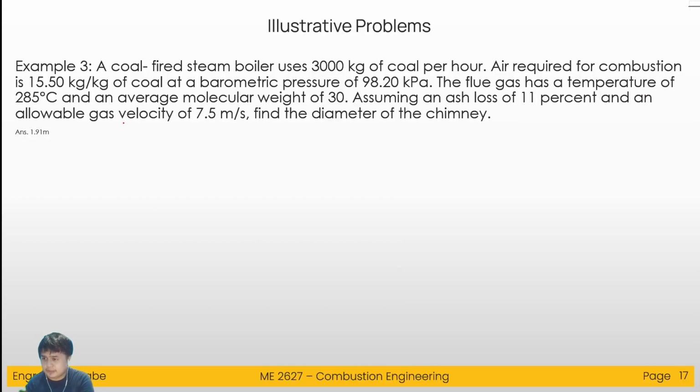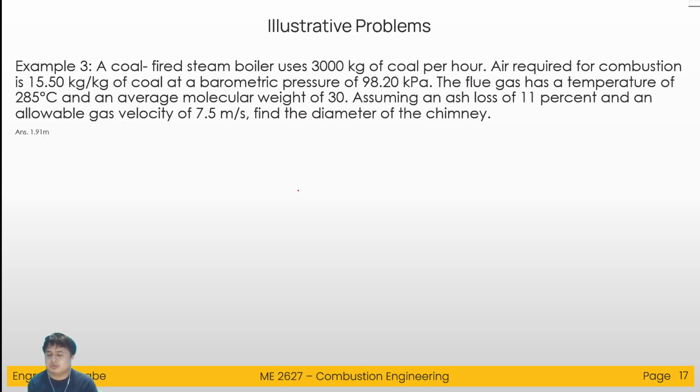Okay, so for example 3, we have a given coal-fired steam boiler which uses 3,000 kilograms of coal per hour. The air required for combustion is 15.5, so that is the air-fuel ratio, with a barometric pressure of 98.20. The flue gas has a temperature of 285 degrees Celsius with a molecular weight of 30, assuming an ash loss of 11% and allowable gas velocity of 77.5 liters per second. Find the diameter of the chimney.